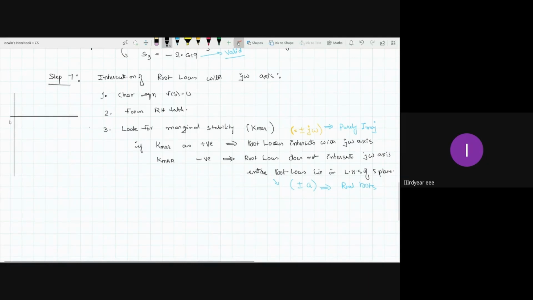So what's the characteristic equation? S to the power 4, plus 6s cube, then s square, then s to the power 1, then s to the power 0. The first coefficient is 1, and then alternate powers of s, so 1, 11, and then K. And then the missing coefficients 6, 6, and 0. So this could be the possibility.